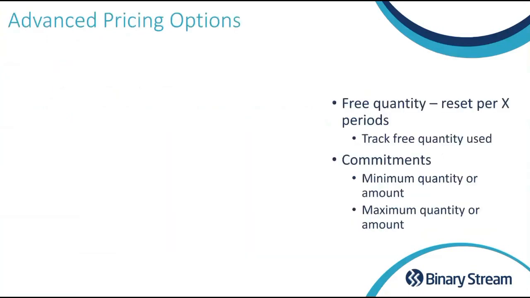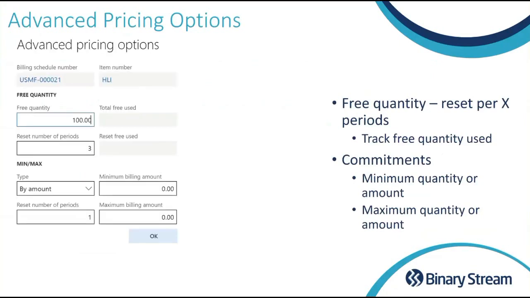We also have the ability to give a certain quantity free. Think of your cell phone plan. We all have a cell phone where our base price, the amount that we pay each month, gives us a certain number of minutes free. Well, we also have the ability to reset that per number of periods as well. So for example, I can say I've got 100 free and I'm going to reset that every 3 months. Once you've used the 100, it will bill the overage. If you don't use that, it'll reset the counter back to 0 and start counting again at 3 months. And you can set whatever parameters you want in there.